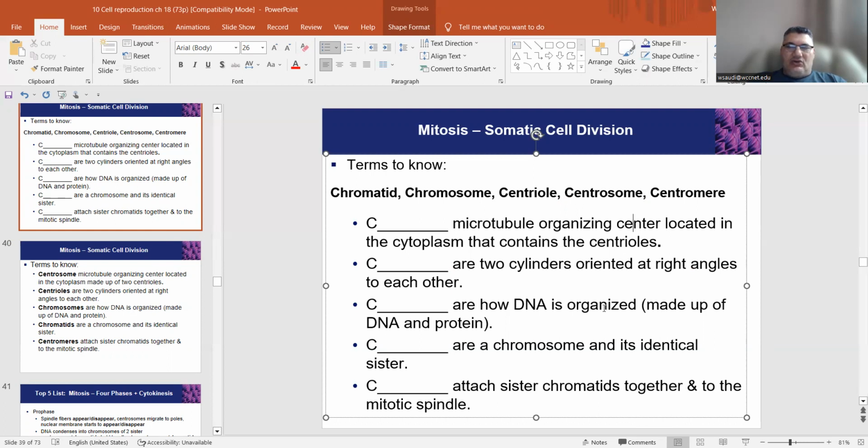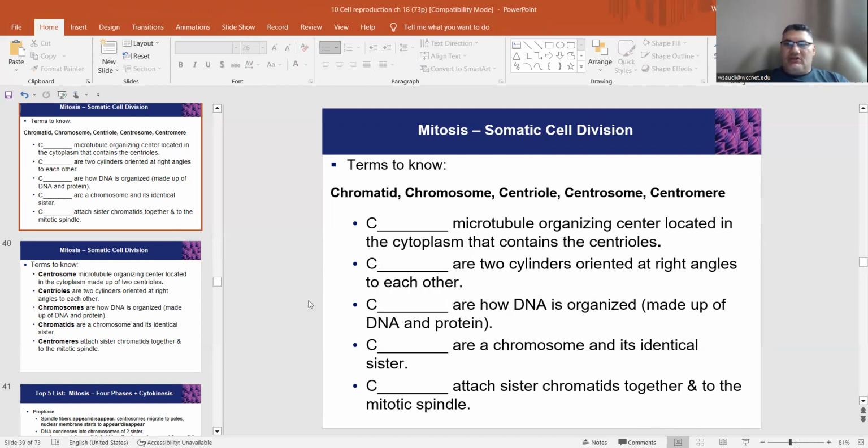How is DNA organized? Chromosomes. We talked about that several times, chromosomes. So if I ask you how the DNA is organized around the proteins, chromosomes. DNA is not loose. It's not scattered. No, it is organized around protein, and we call that a chromosome. What are the two identical sisters in the chromosome? We call those chromatids. And the last one is the centromere, which is where those two chromatids attach to each other before the separation, before the anaphase.